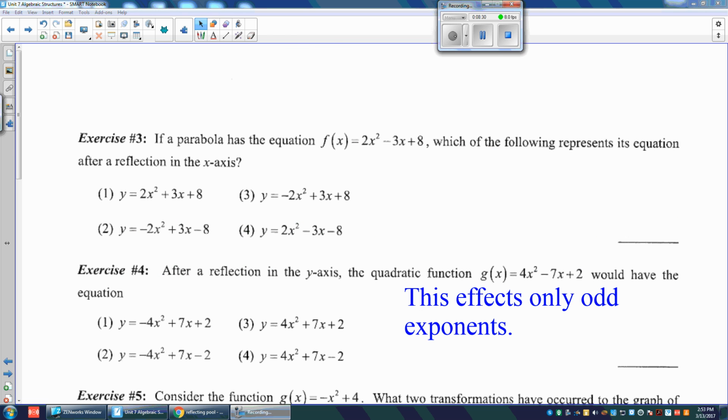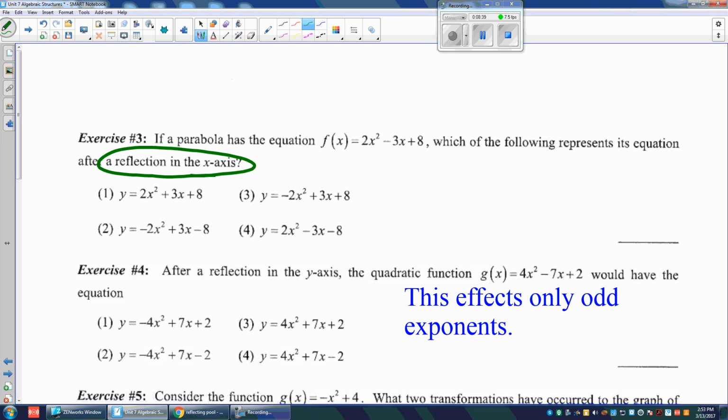Let's take a look at the second page. With exercise number 3, what's going through my mind? Well, if a parabola has the equation f of x, which of the following equations represents a reflection in the x-axis? So what's going through my mind is I have a point, and it goes down to there. Well, what happened? The x value stayed the same, the y value changed. So that means if the y value became its negative, that means that the reflection is negative f of x.